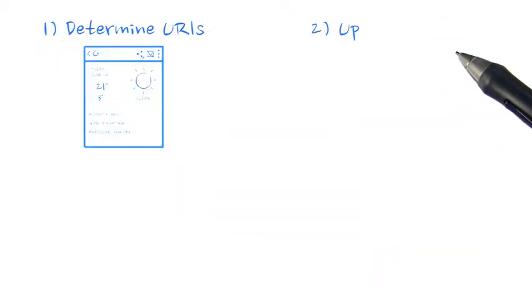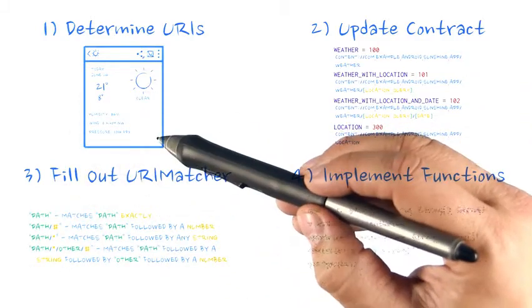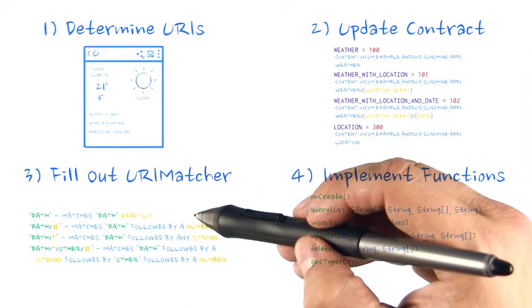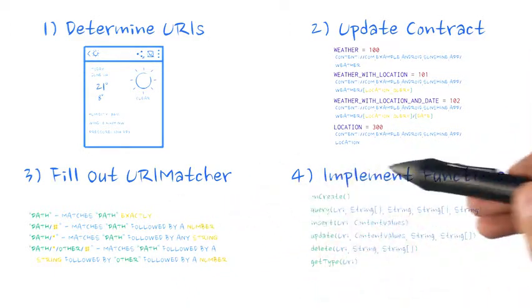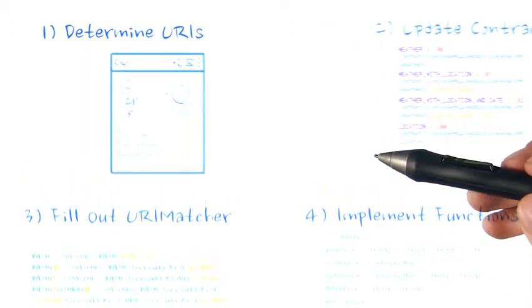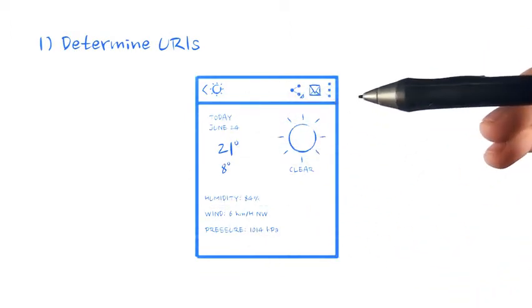Building a content provider involves several steps: determining the URIs your application will need to support, updating the contract to include these URIs, filling out a URI matcher that supports each of these URIs, and implementing the 6 required content provider functions. Okay, the task is determining URIs. But what's a URI anyhow?